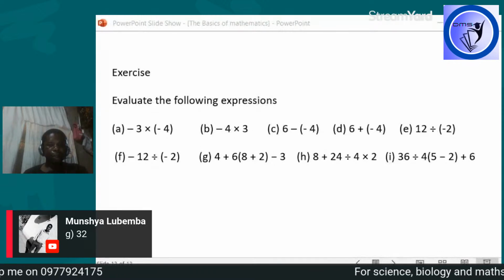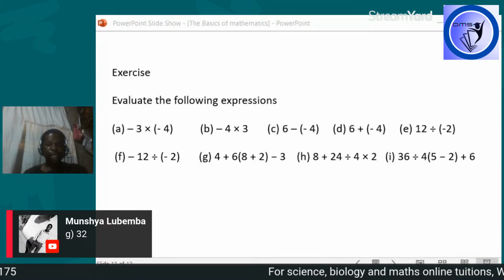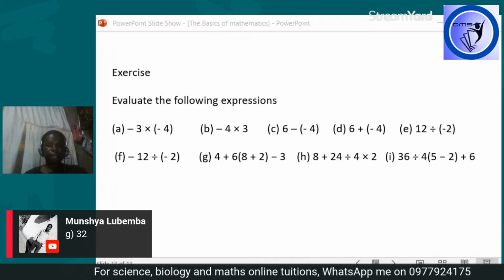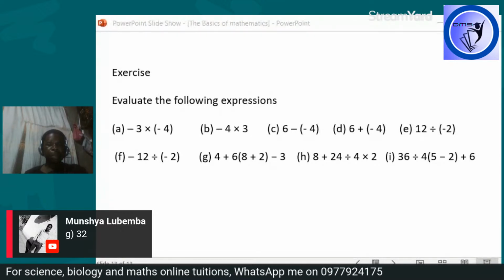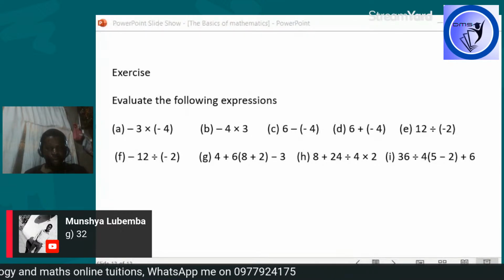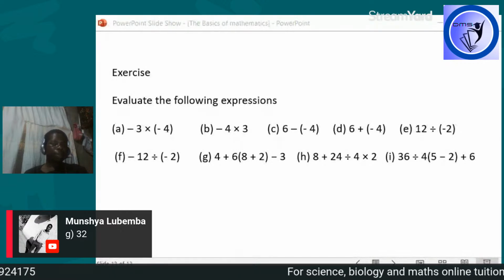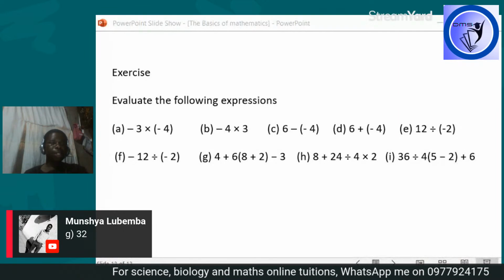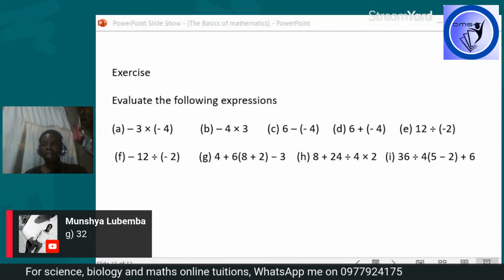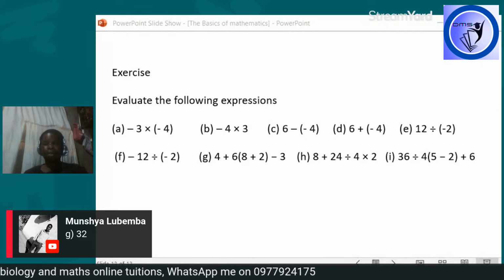Musha Lovemba, G, you are saying 36. Let's see. How did you get 36? Because we are saying 8 plus 2, which will be 10 times 6. That will be 60. Then let's say minus 3. That is 57, plus 4. Musha, this one, there's a bit of an error here. Just try to correct it. Go through it again.